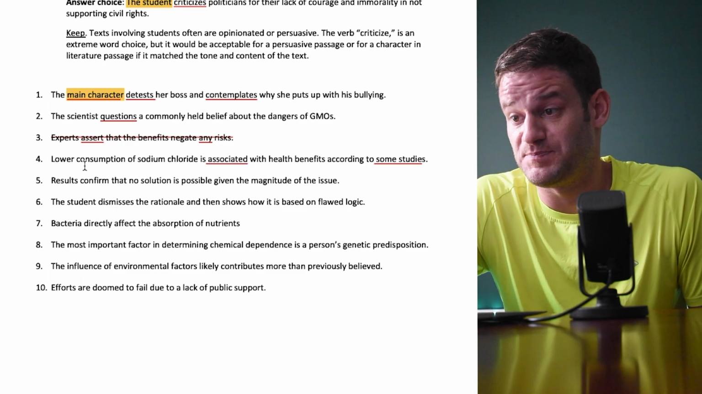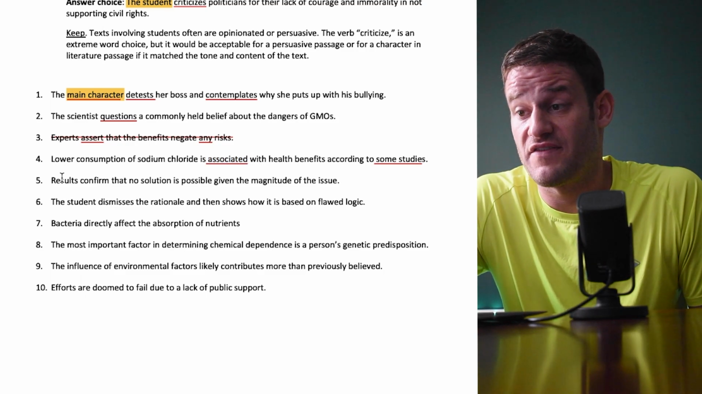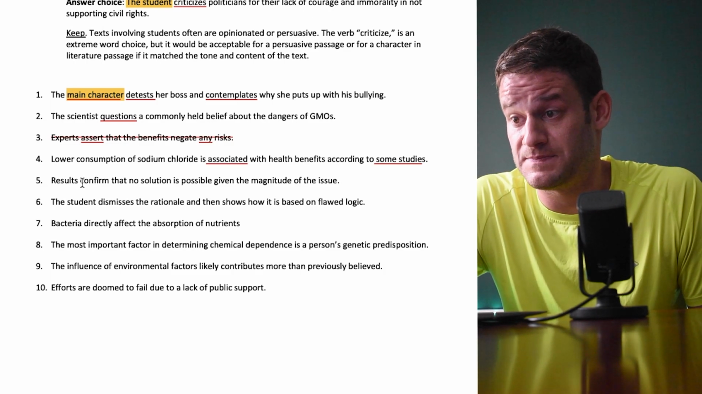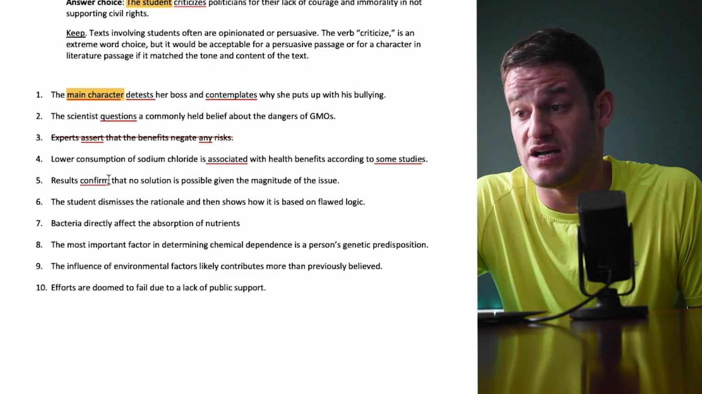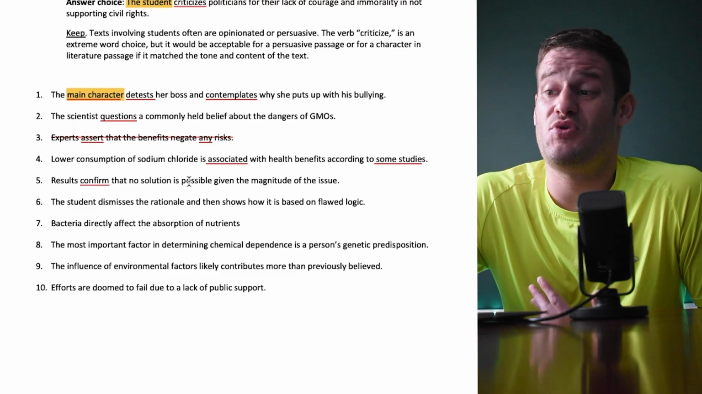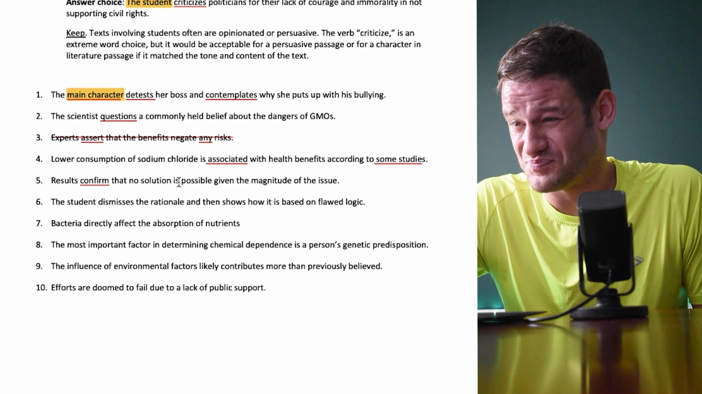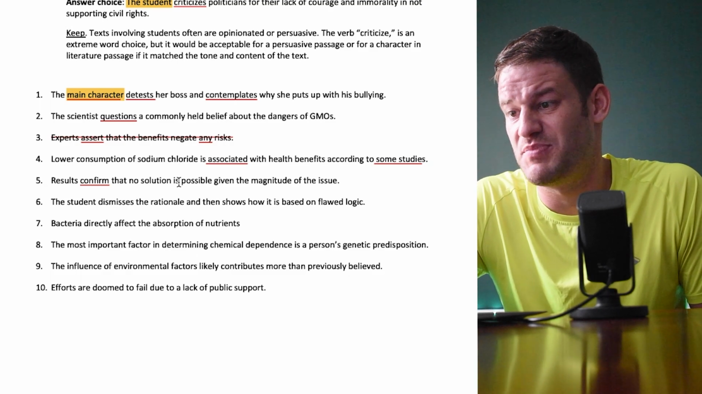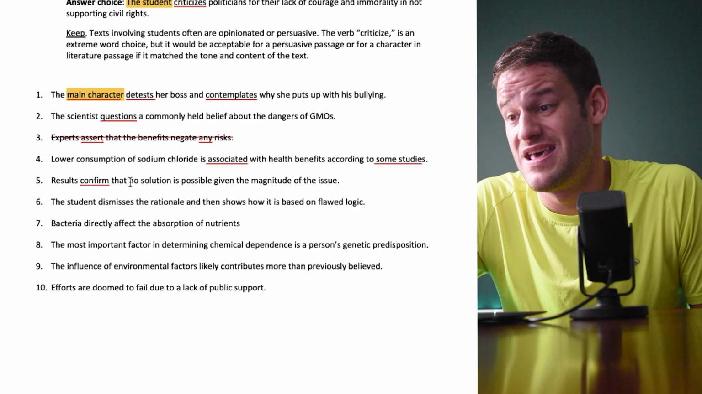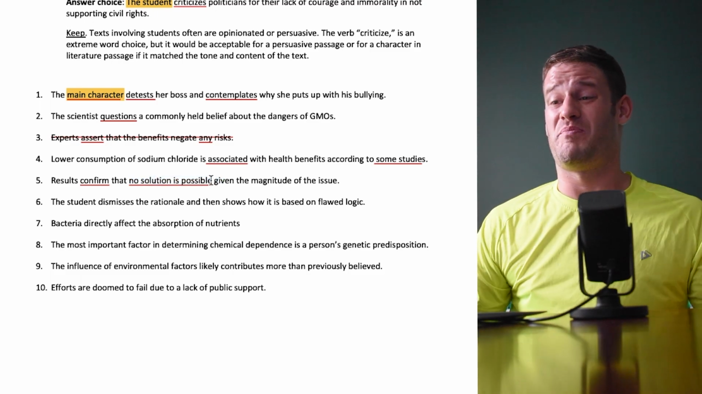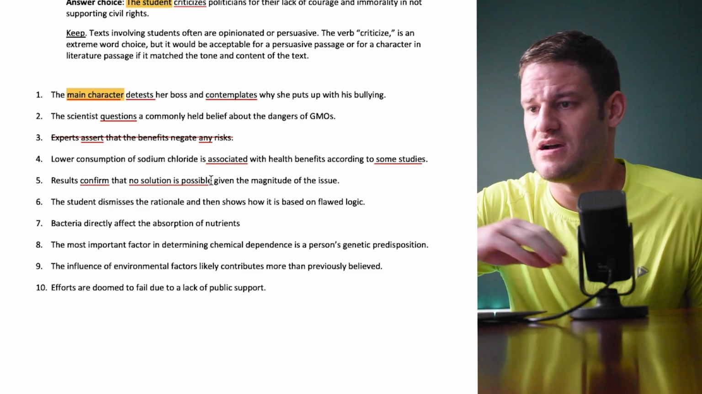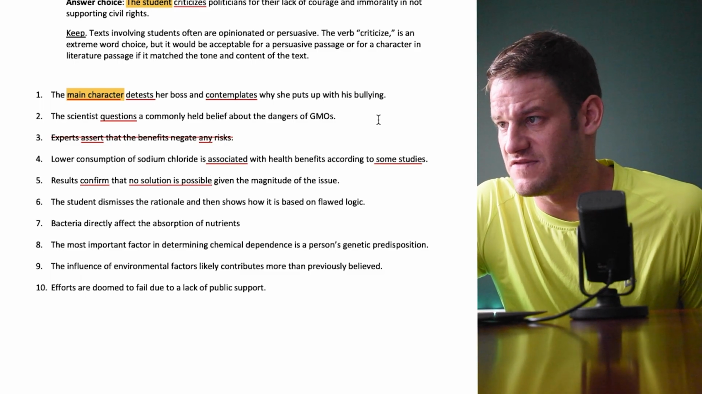That seems great. Okay. Number five, results confirm, pretty strong verb to start out here, that no solution is possible. Now, possible isn't a terribly extreme word choice, but no solution is possible. That whole part expresses a pretty extreme sentiment. And for that reason, yeah, I would eliminate five right away.